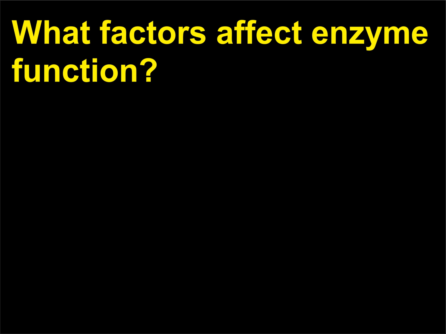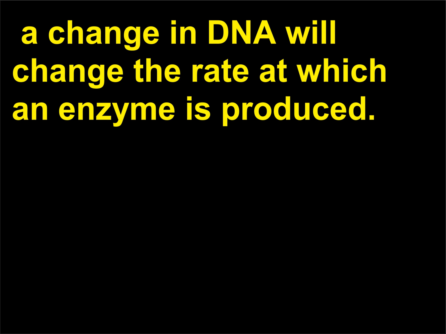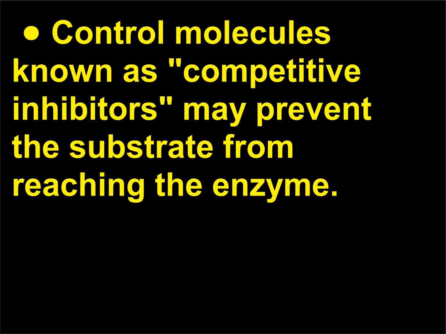What factors affect enzyme function? Enzymes may be controlled at a variety of levels, since proteins are coated with DNA. A change in DNA will change the rate at which an enzyme is produced. Control molecules known as competitive inhibitors may prevent the substrate from reaching the enzyme.